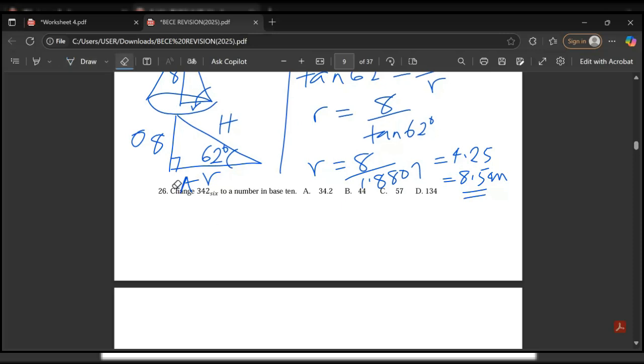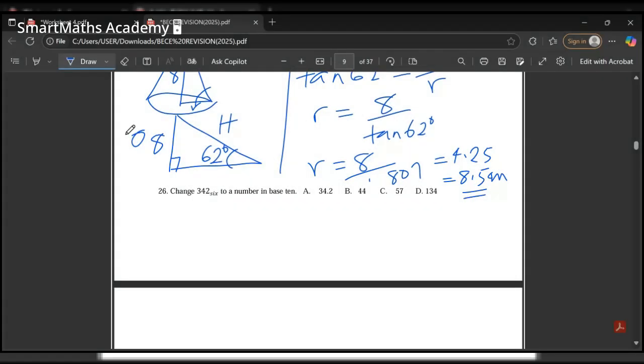Question 6. This is on number base. You have to change 342 base 6 to a number base 10. So when you are converting a number from any base to base 10, I love using the expansion method. The way I do it is this: 3, 4, 2, base 6. Let me use another color.